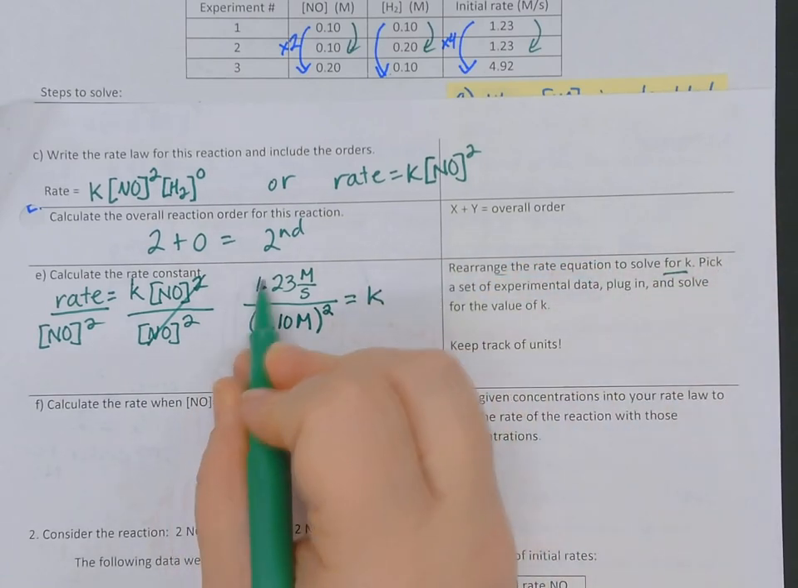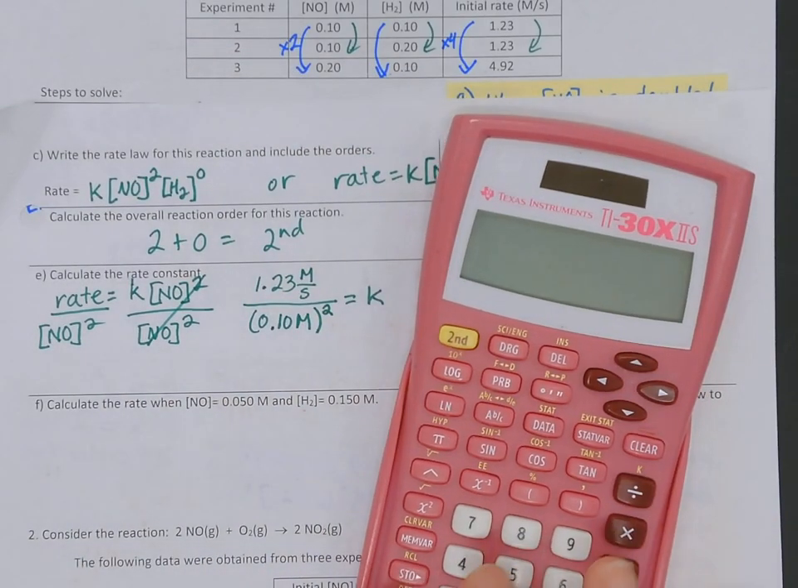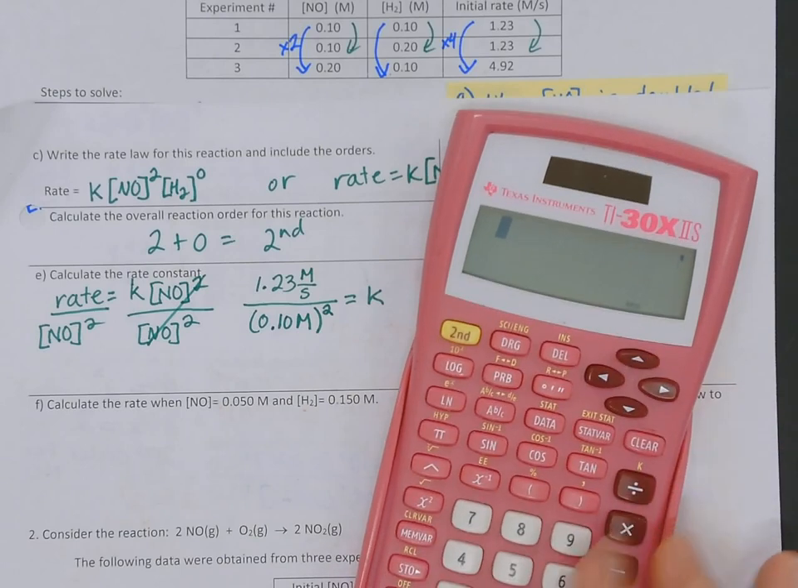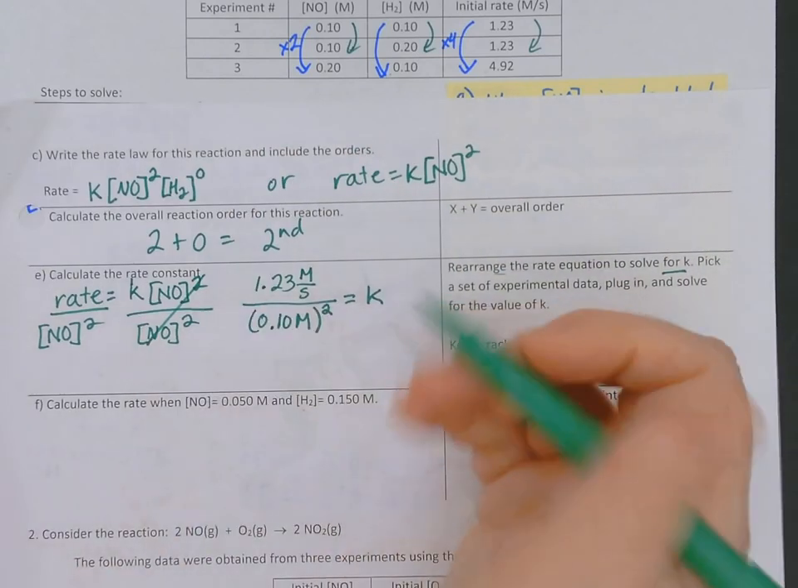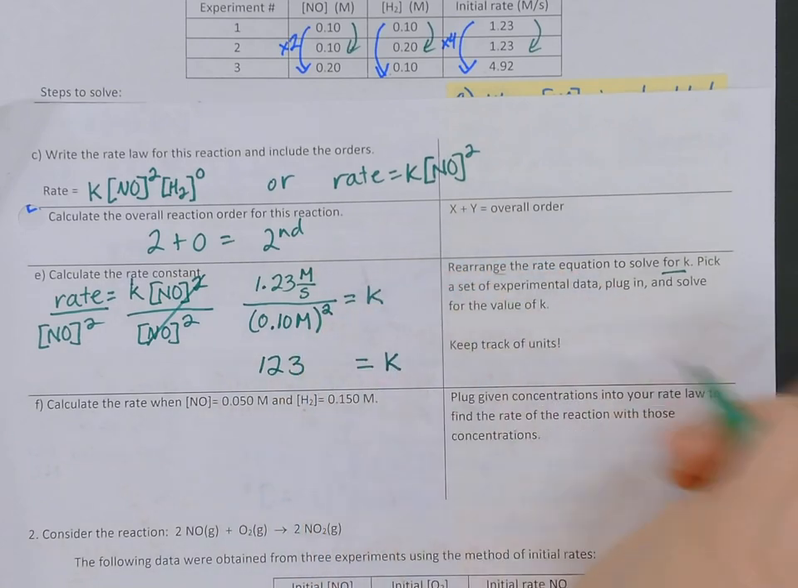Okay, so let's talk about that. We got 1.23 over 0.1 squared. So how am I going to put that in my calculator? Well, I'm going to put 1.23 divided by, I'm going to put parentheses, 0.1, square it inside the parentheses, so the only thing being squared is that number. So it'll square this, and then it'll do the division, okay? And I'm going to hit enter. 123. Fabulous. I got 123 equals K.